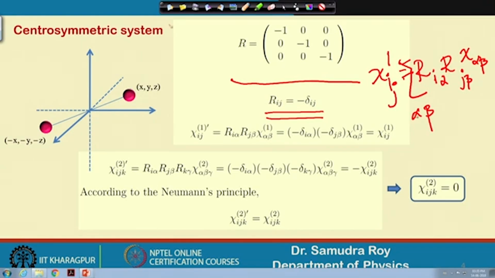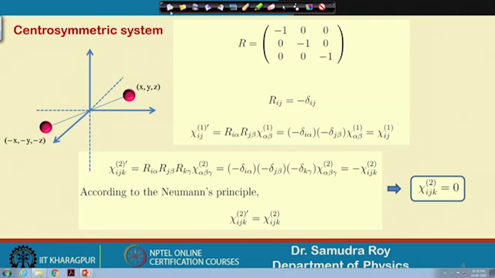So, just using this rule, which we have already discussed in our previous classes, exactly the same thing is written here. If I now use this rule, you can readily see that for chi_ij, the first order susceptibility, it is not going to change. Whatever value we have, after the symmetry operation this value will be the same. So, there is no change of the first order susceptibility. What about the second order susceptibility?